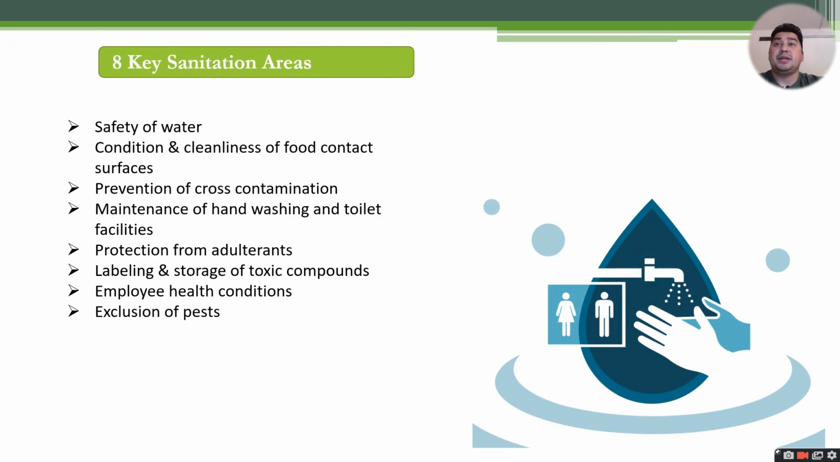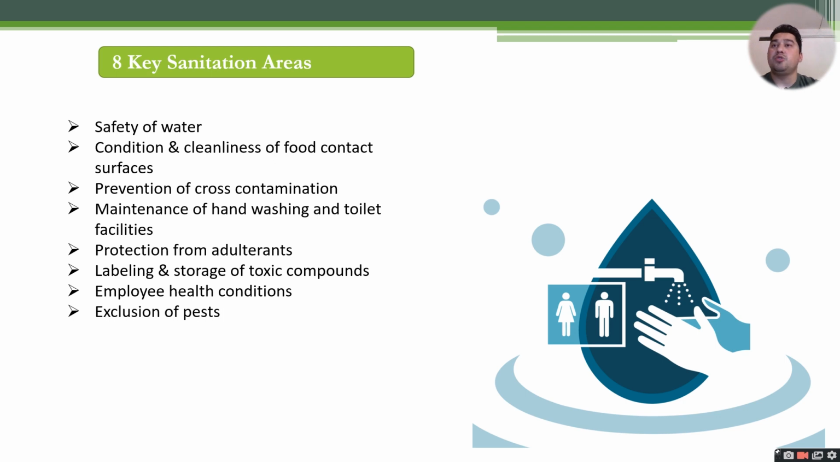Eight key sanitization areas. Safety of water. You have to make sure that the water which you are getting inside your facility is safe for consumption and safe for food production, and your water system should be cleaned and sanitized on a periodic basis. And samples should be tested for Legionella as well.